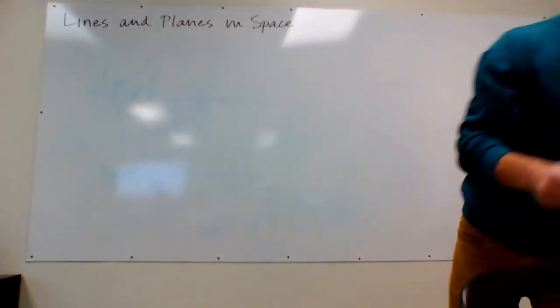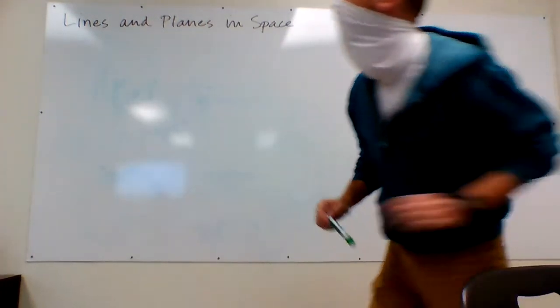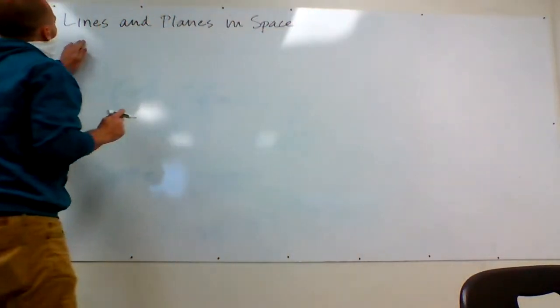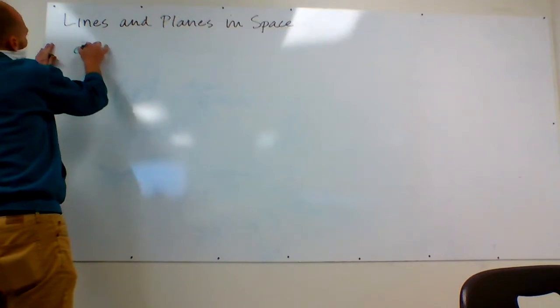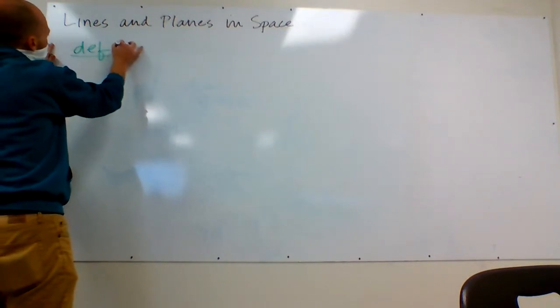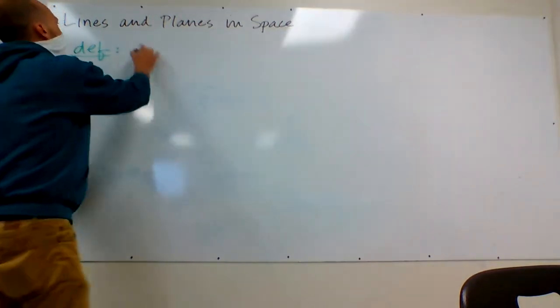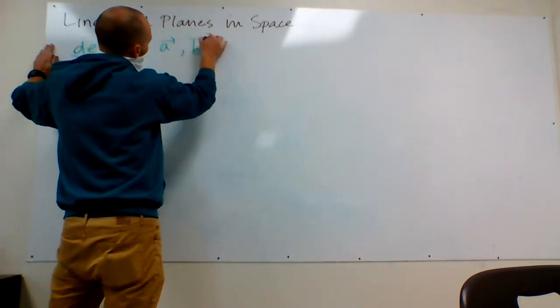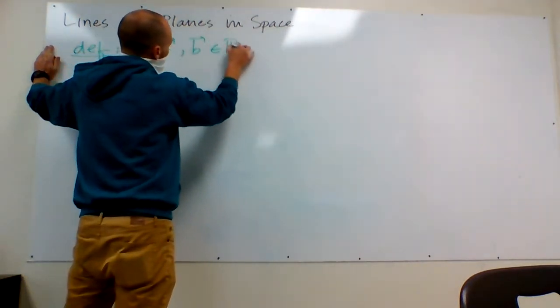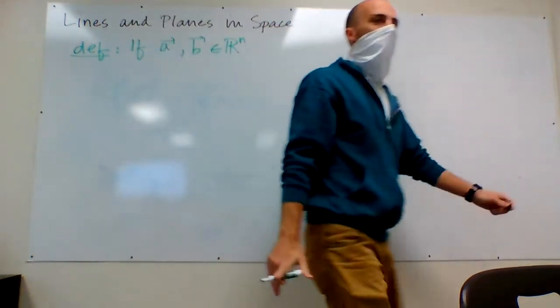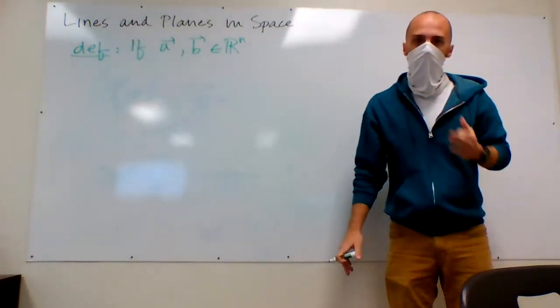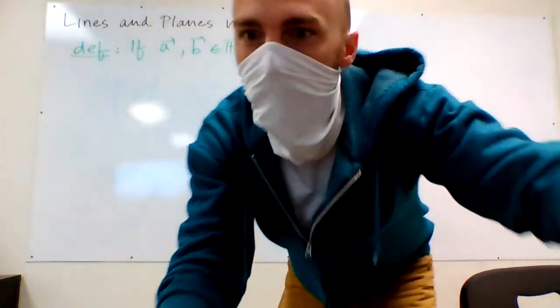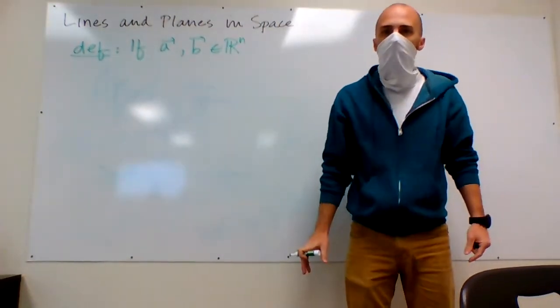And I'm just looking for my green marker. So, definition of dot product. If A and B are elements of Rn, which means that they are n-dimensional vectors. They are vectors that have, oh no, my laptop has come unplugged and it had 5 minutes left. That would have been disastrous. Okay.